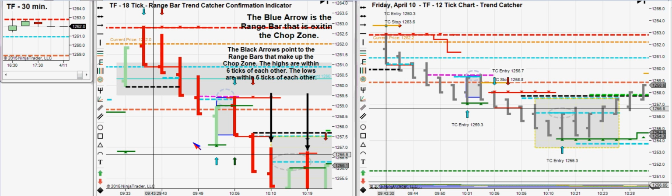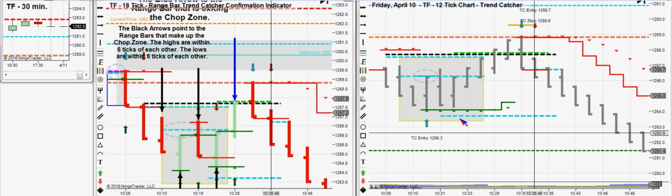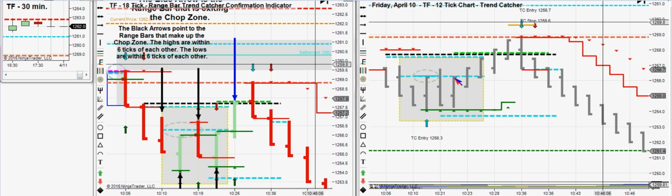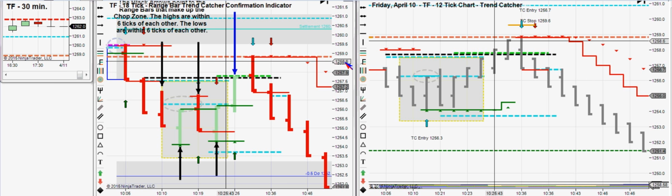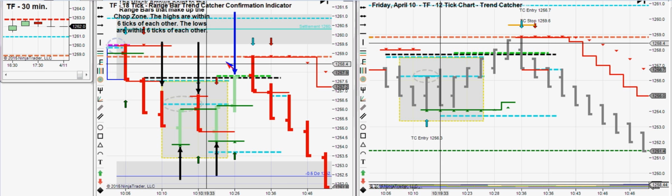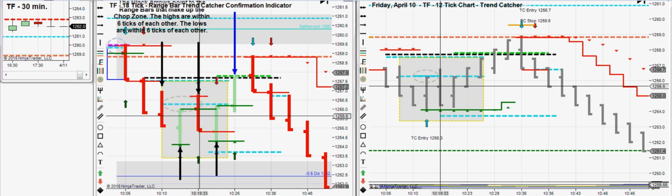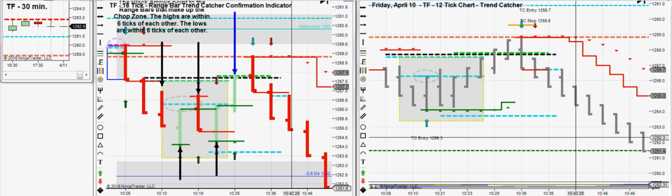While I'm waiting for anyone to speak up on that, let me show you chop zone here. We had a chop zone show up on Thursday. You see it here. Now, we try and make this chart to where you can see the chop zone. On the range bar chart on the left, the black arrows are pointing to the range bars that I consider to be inside of the chop zone. Then the blue arrow is pointing to the range bar that is exiting the chop zone.